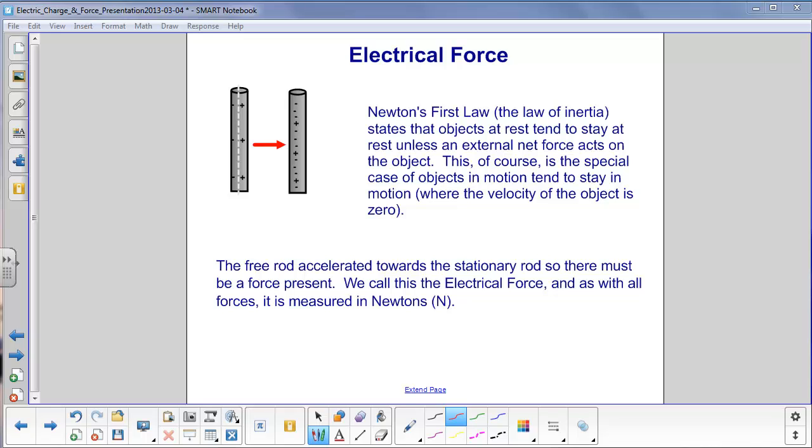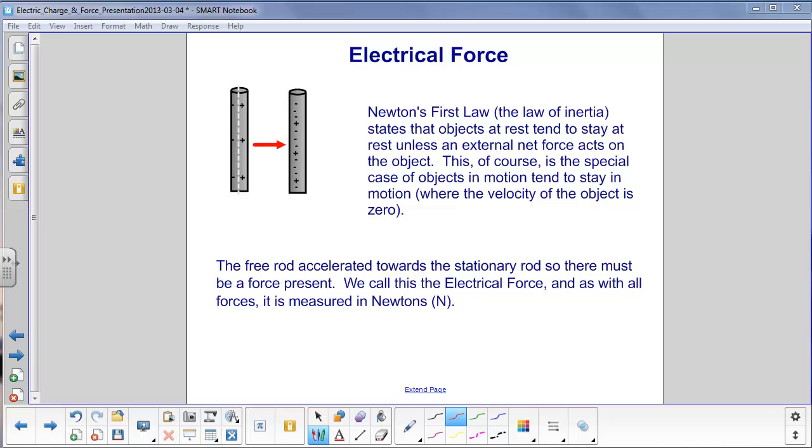Since we're talking about force, even though it's an electrical force, that brings us right back to Sir Isaac Newton. Newton's first law, the law of inertia, states that objects at rest tend to stay at rest unless an external net force acts on the object. This, of course, is just a more specific statement of objects in motion tend to stay in motion. In this case, the velocity is zero, so it has a velocity of zero in the beginning, it has a velocity of zero at the end.